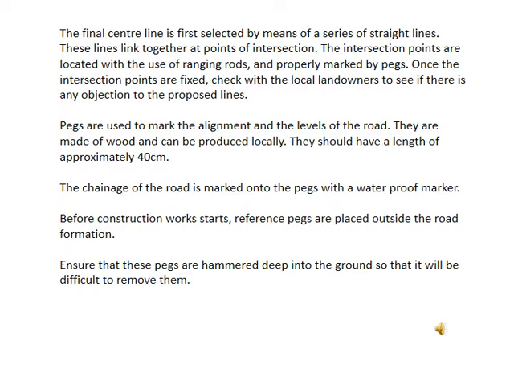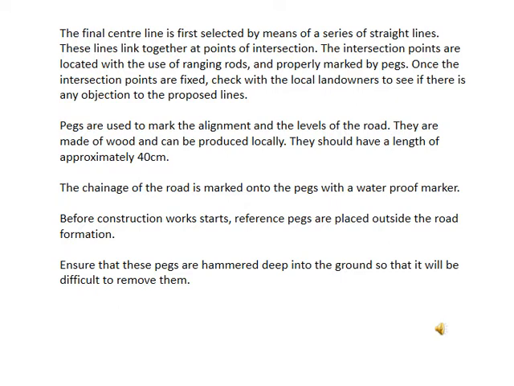The final center line is defined by means of a series of straight lines. These lines are linked together at the points of intersection. The intersection points are located with the use of ranging rods, properly marked by pegs. Once the intersection points are fixed, check with the local landowners to see if there is any objection to the proposed line. So before we design the road, we also have to be concerned about the landowners, so we allocate the land intersection lines and consult with the landowners.